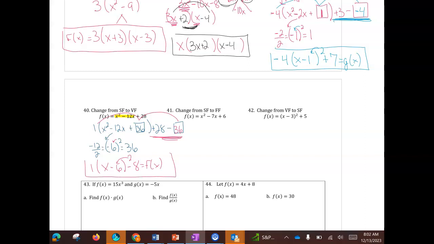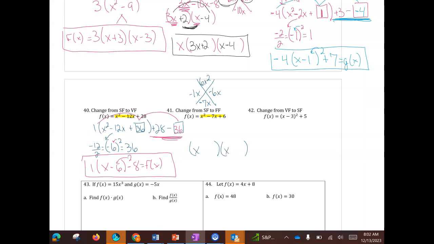All right, let's get through these two and then we'll end this video. So our next one is from standard form to factored form. So again, anytime I factor, I look for a GCF. I don't see one. So if I make my x, what are factors of 6 that make negative 7? And that would be a negative 1 and a negative 6. So here come my factors.